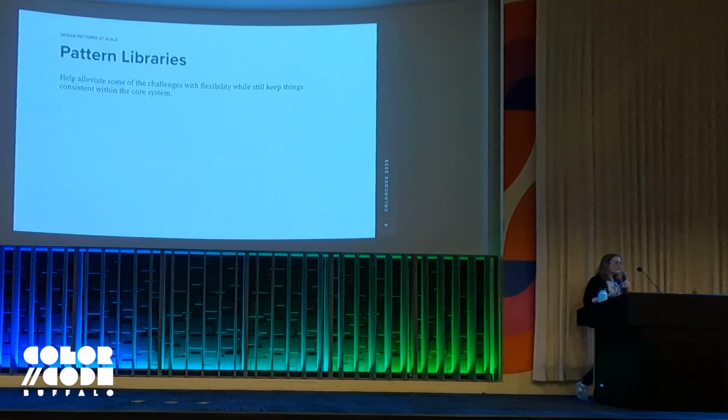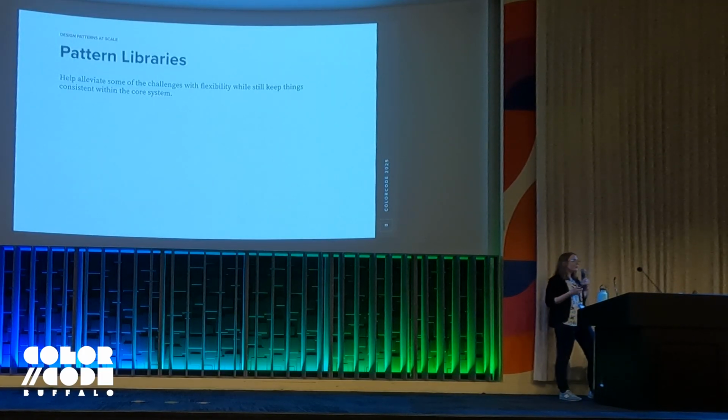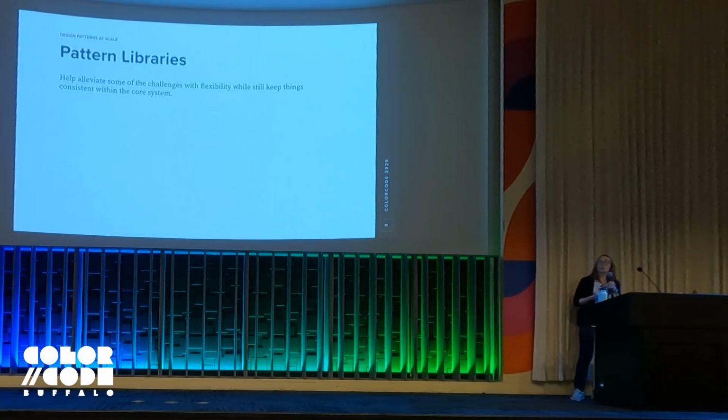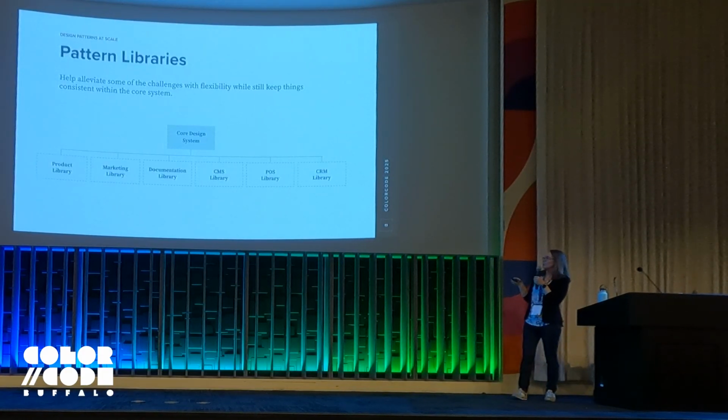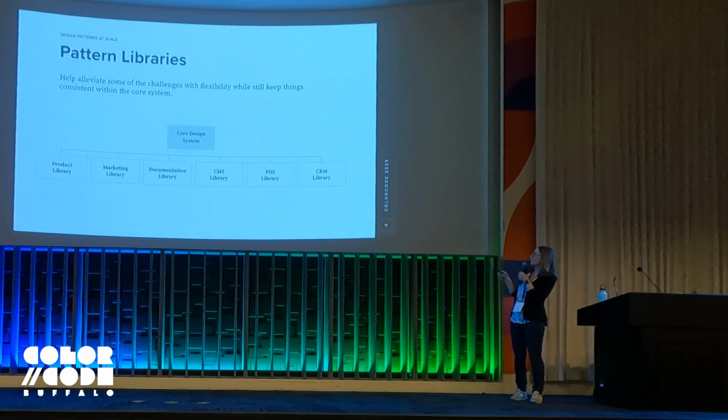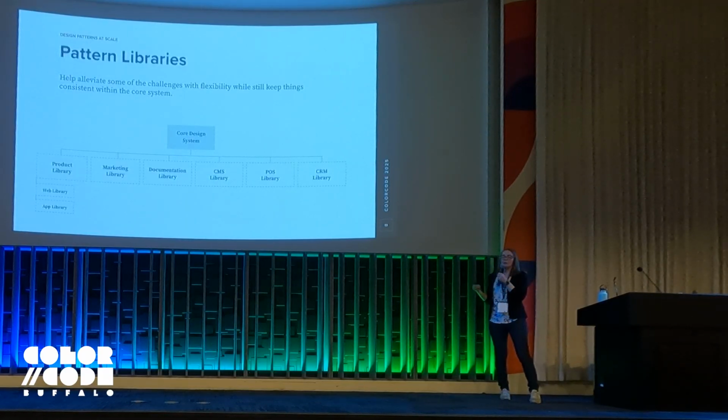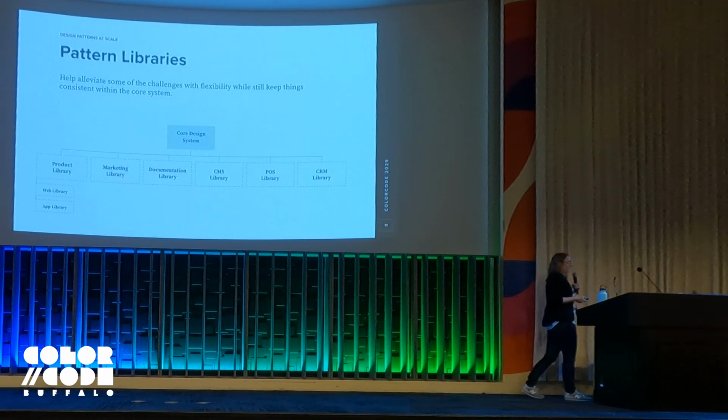Encouraging teams to build pattern libraries off the base or core level system can help alleviate some of those challenges with flexibility while still keeping things consistent within the system itself. For example, you have your core design system. Team A can create their product library from it. Team B, their marketing library. Team C, their documentation library. Team D, their CMS library, and it can go on. And some of these could have their sub-libraries underneath it. So the product library could feed into a native web app library and also a mobile app library.